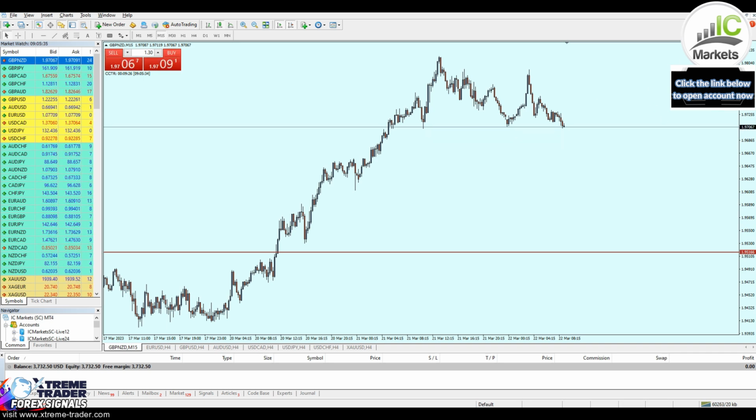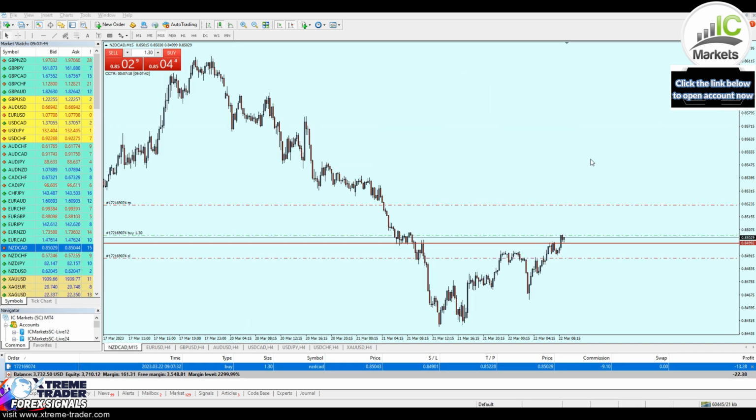Alright, so guys, I had to open this trade, which I didn't actually have time to explain to you, but I need to explain it right now. I have spotted this setup here on the NZDCAD. NZDCAD here, guys, is very good to be bought at the moment. Let me explain the reason.